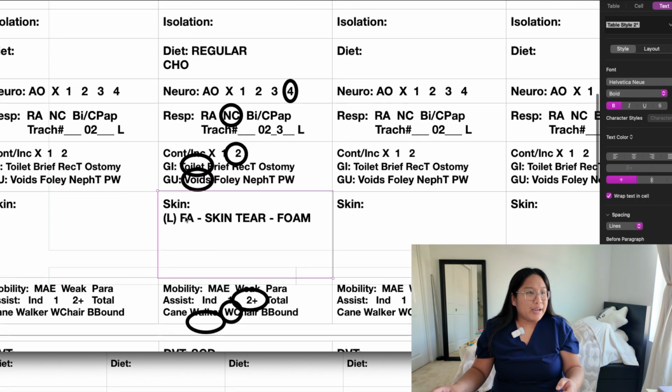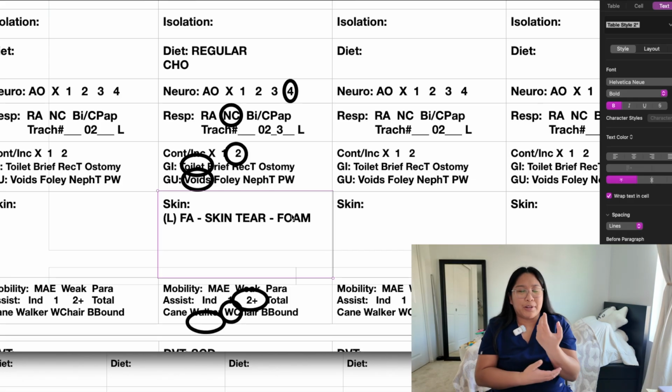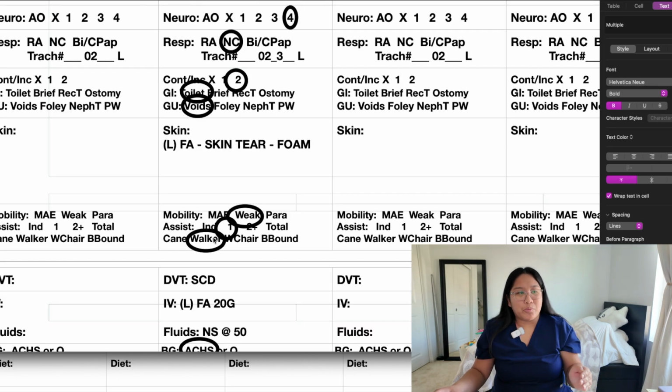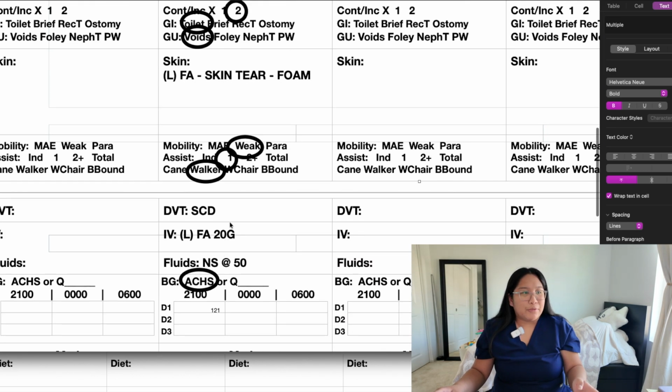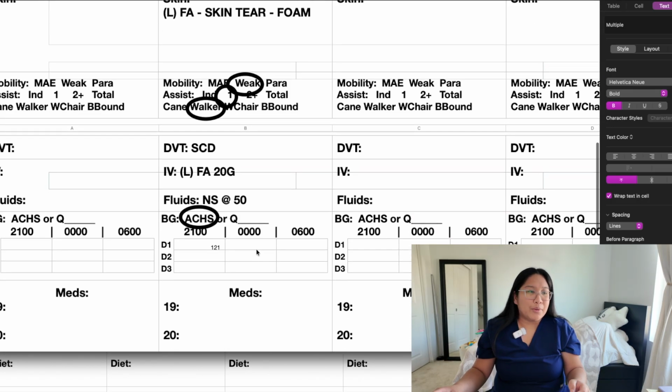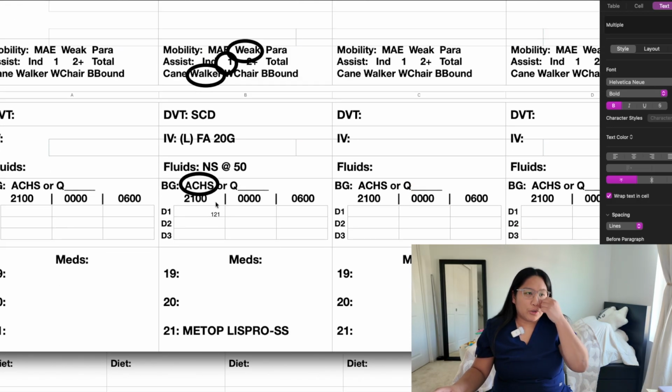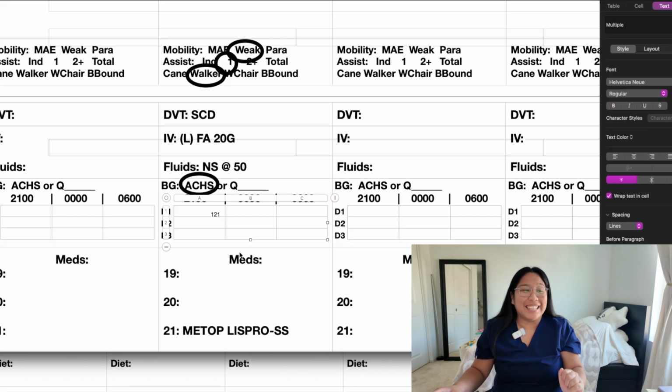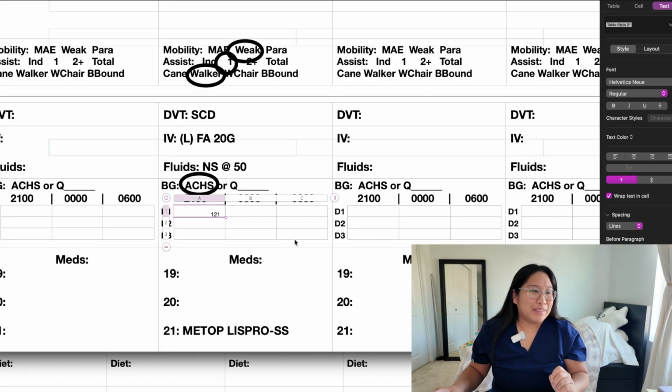For skin, they have a left forearm skin tear. I don't know, I think it's like a paper cut. I saw it. It's really not that bad. So I just put foam on it. They're a bit weak. Assistance ×1 with a walker to the bathroom. For DVT, SCDs. IV, left forearm 20 gauge, NS going at 50 cc an hour. Again, diabetic, so blood sugars ACHS. And then I don't know what happened here in the column when I was trying to edit it, but suddenly the font got small. Last time I checked their blood sugar, it was 121 at night.